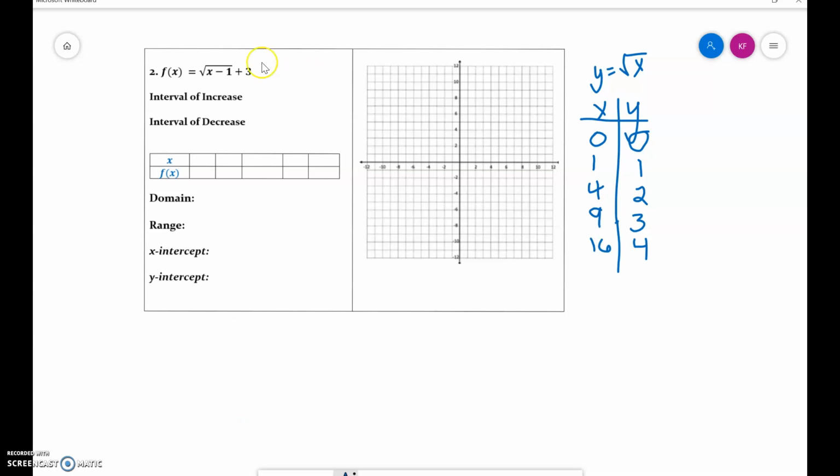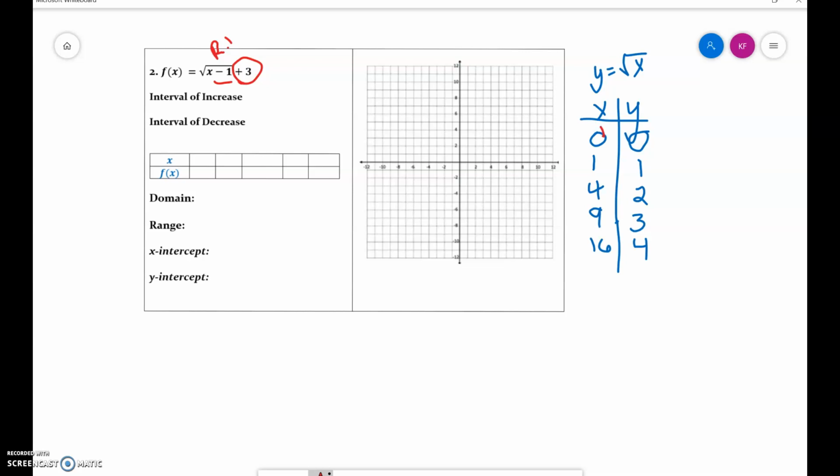Now, we have transformations occurring here, which is why we have the minus 1 inside the radical and the plus 3 that's outside of the radical. And so what I'm going to do is take this table of values and adjust them by those two transformations. So the minus 1 is a horizontal shift, and horizontal things always do the backwards of what your mind wants to think. That's actually going to move us right 1.